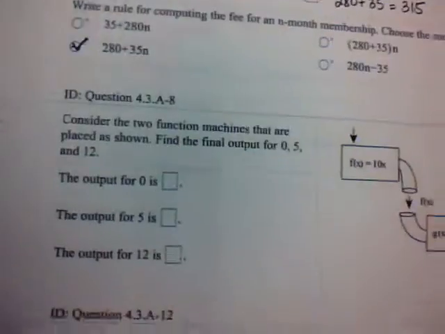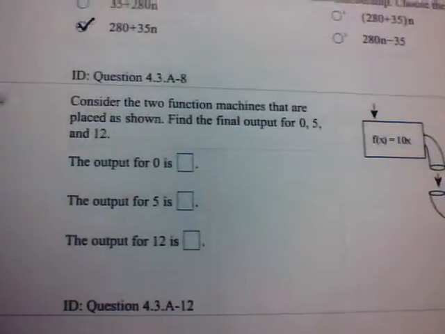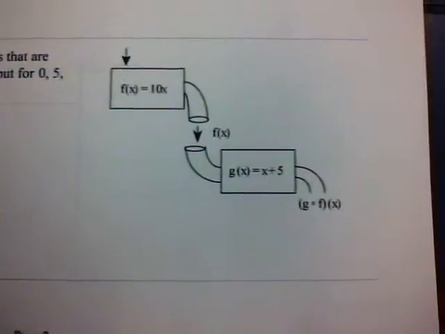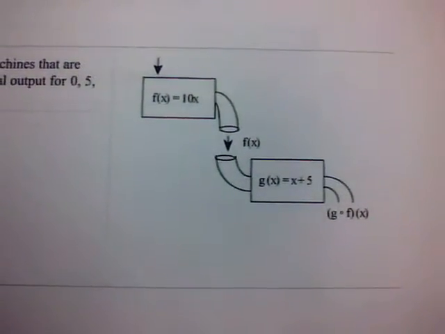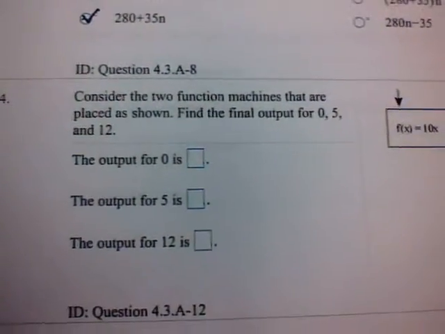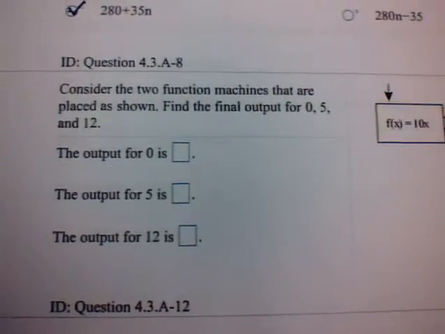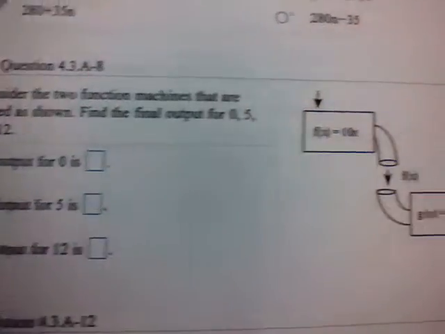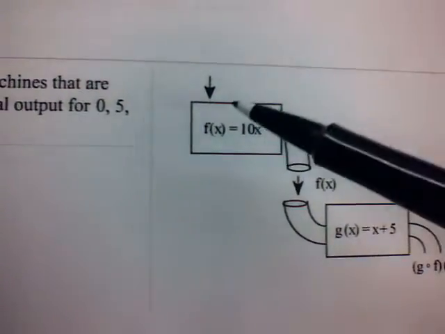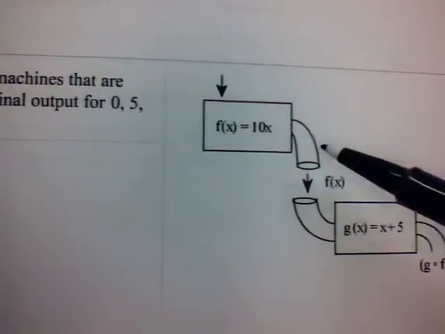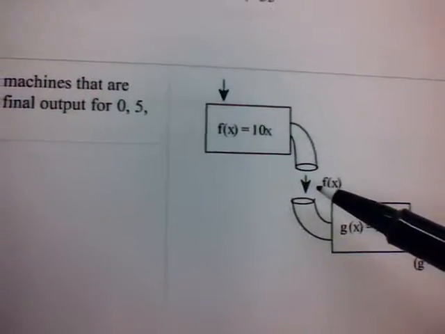Right, number 4. Consider the two function machines that are placed as shown. Find the final output for 0, 5, and 12. Let's start with 0. The output for 0 is going to be this. If we put 0 in, you're going to get 10 times 0, which is 0. So the output is 0.